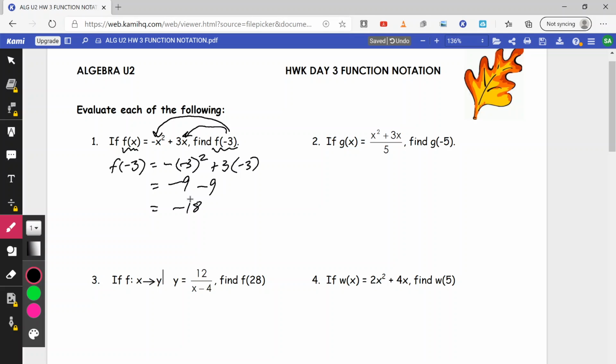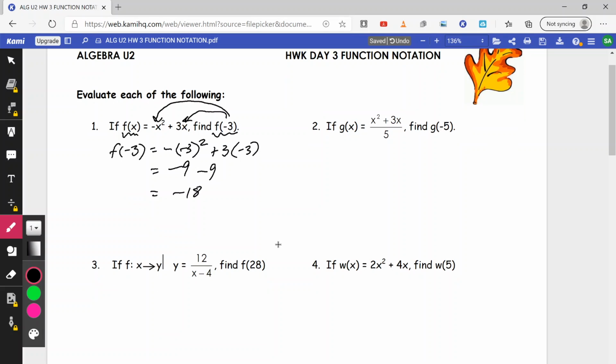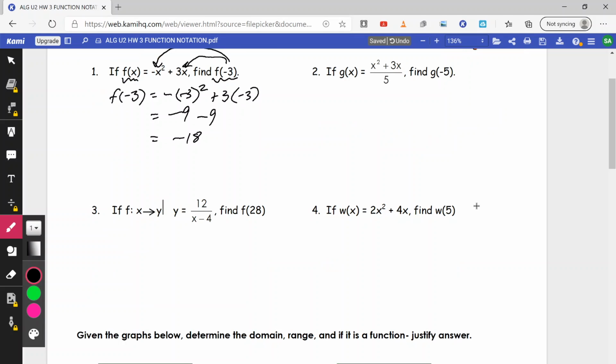We look at the format, see what gets replaced, and all of these, the numbers inside parentheses, so that tells me all the x's in our problems will get replaced with that number. So 2, all the x's get replaced with negative 5. 3, all the x's get replaced with 28. And 4, all the x's will get replaced with 5.